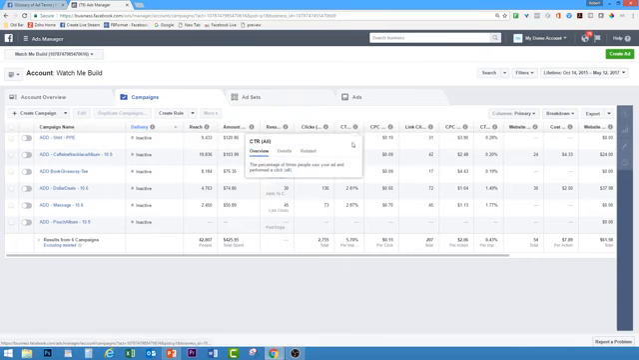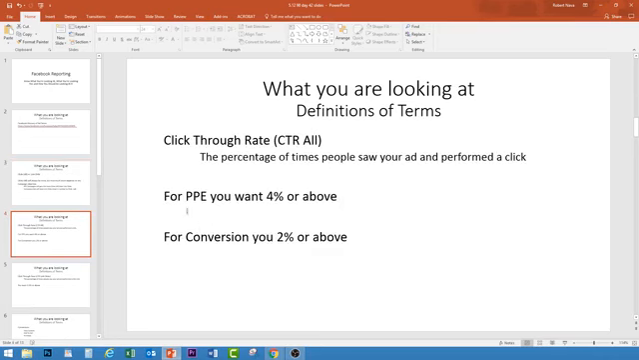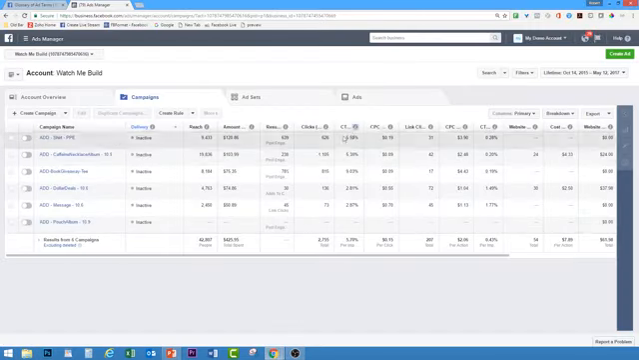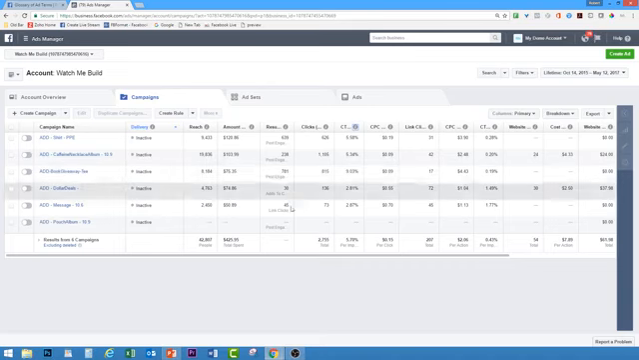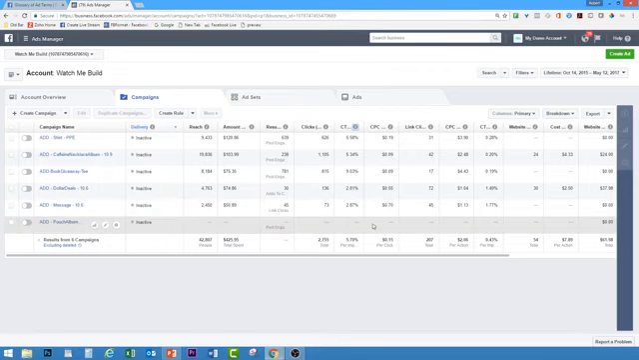Click all, which is exactly what I said over here. Remember I said back here, for a page post engagement, you typically want your click-through rate all above a 4. And that's what we have for our page post engagements, which are these ones right here, and then this bottom one. We have a 5, a 9, and nothing. This one must not have run. But they're all above a 4.